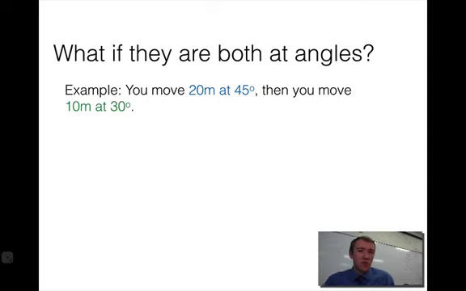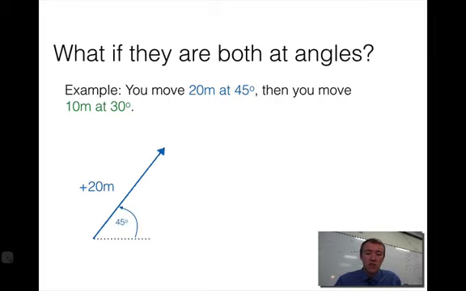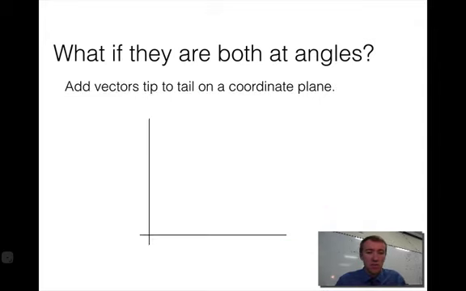Now, what if they're both at angles? In the previous example, they were in the x direction and the y direction. What if they're at weird angles? So say you move 20 meters at 45 degrees, and then you move 10 meters at 30 degrees. Well, we can add these in the same way. There are extra steps, but the overall pattern, the overall steps, are the same.